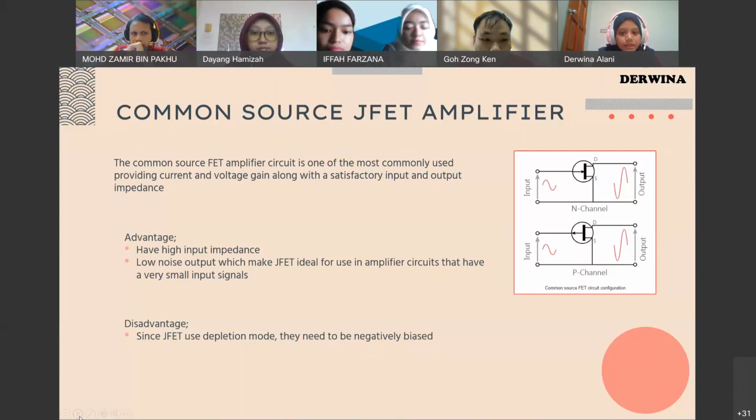The advantage for this amplifier is that it have a high input impedance and it also have a low noise output, which makes JFET ideal for use in amplifier circuits that have a very small input signals. But the disadvantages of this is that since JFET use depletion mode, they need to be always negatively biased.